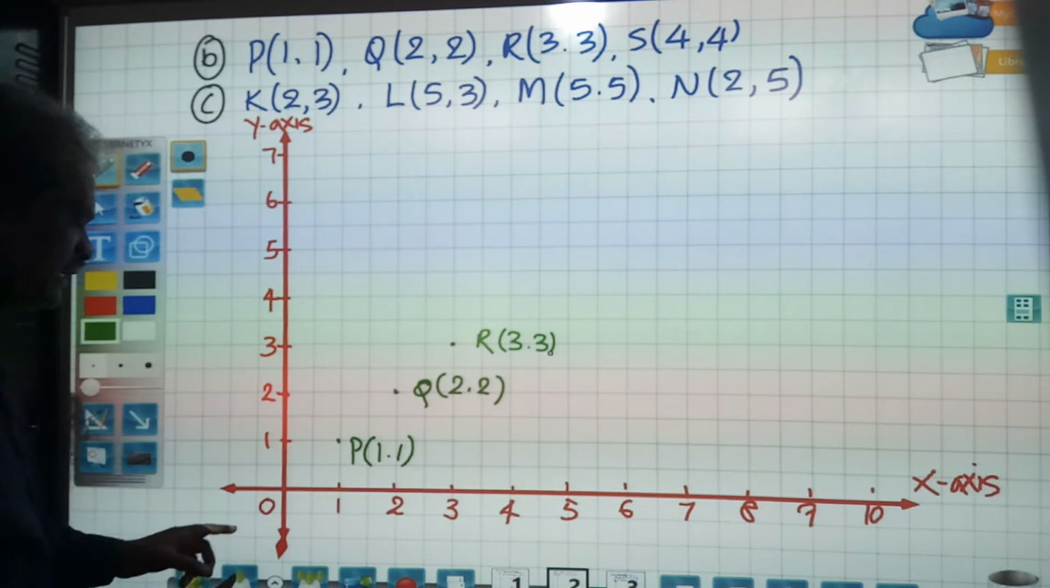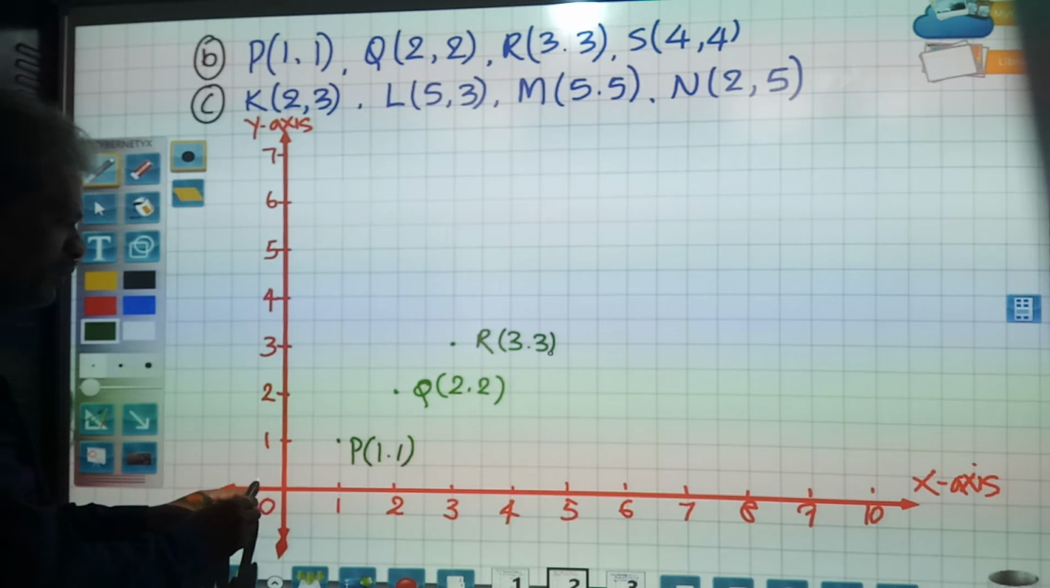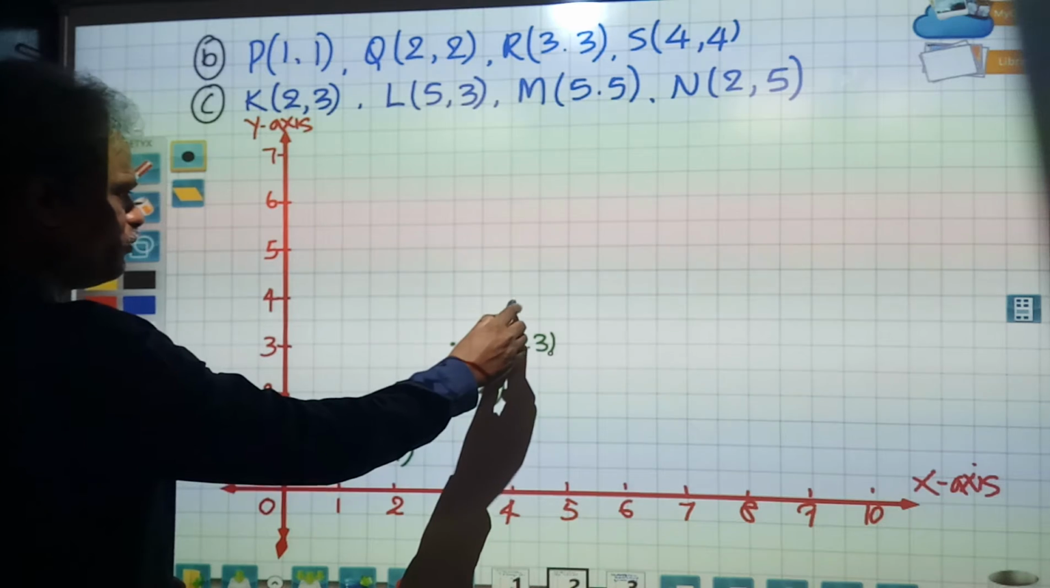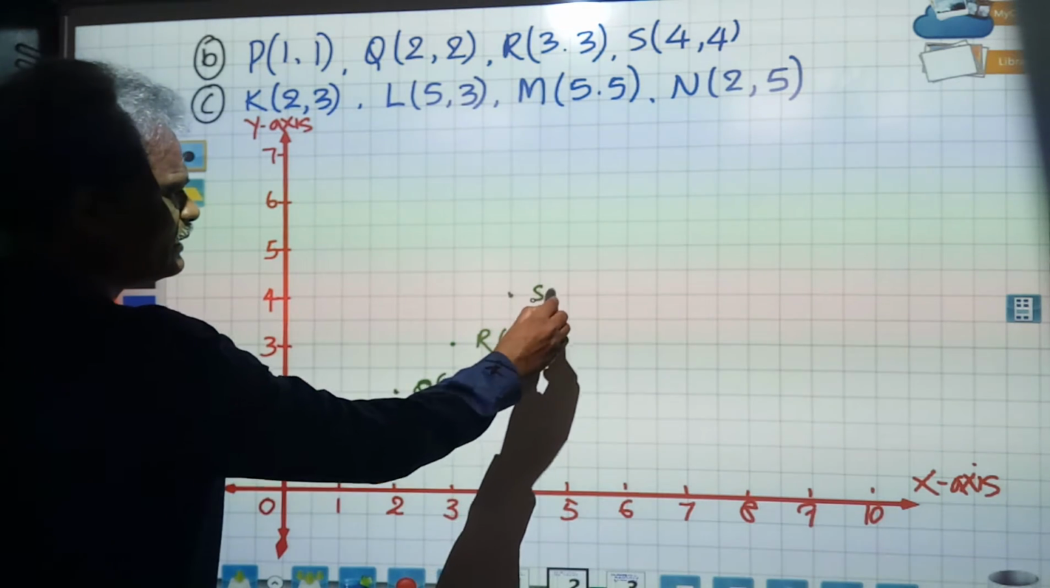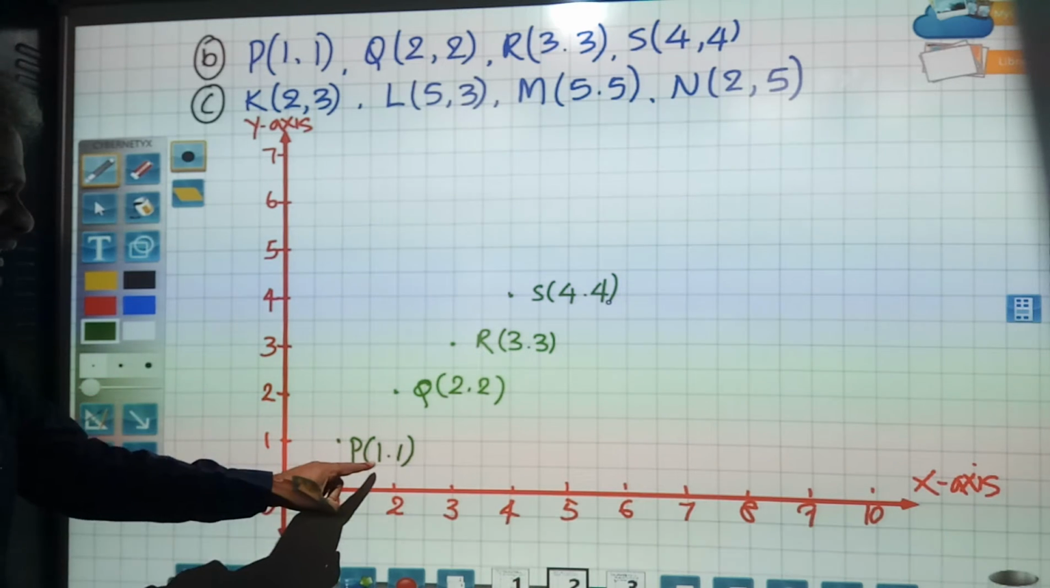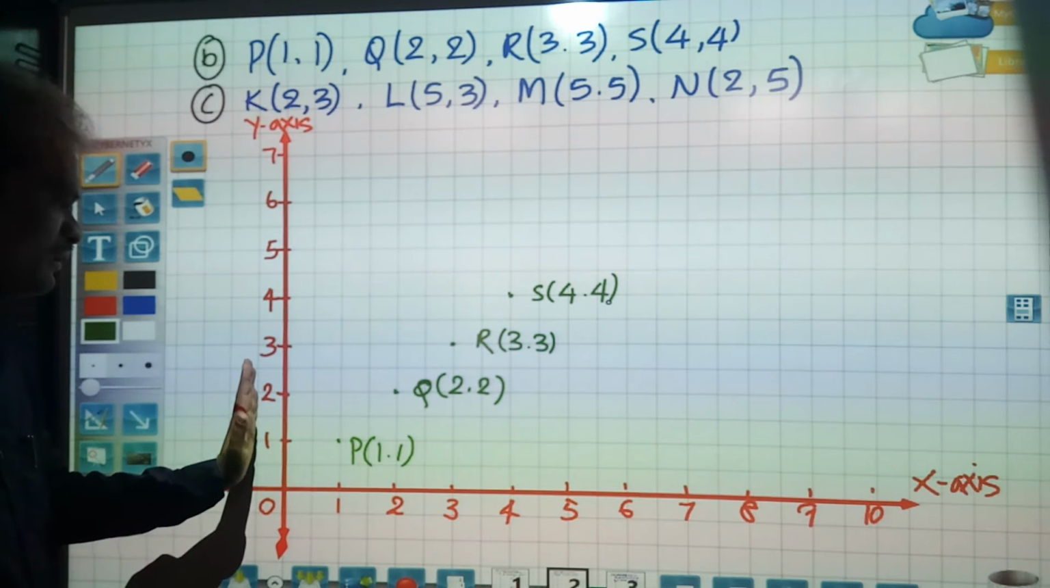So okay, then the last point is 4, 4. Along the x-axis you go 4 units. From there you should go vertically 4 units. That is point S. It is 4, 4. Look at this. The first coordinate says the distance of the point from the vertical line.